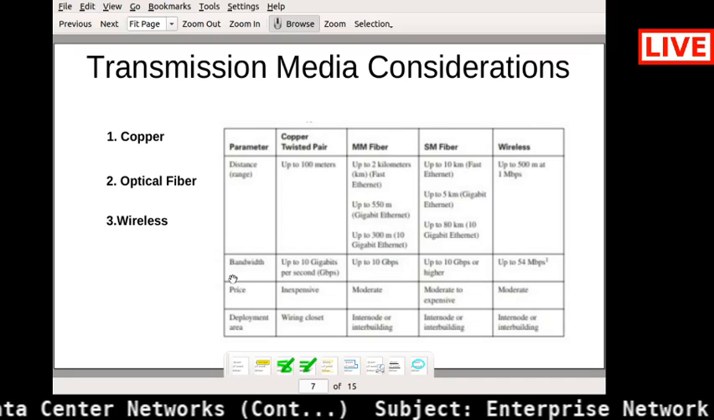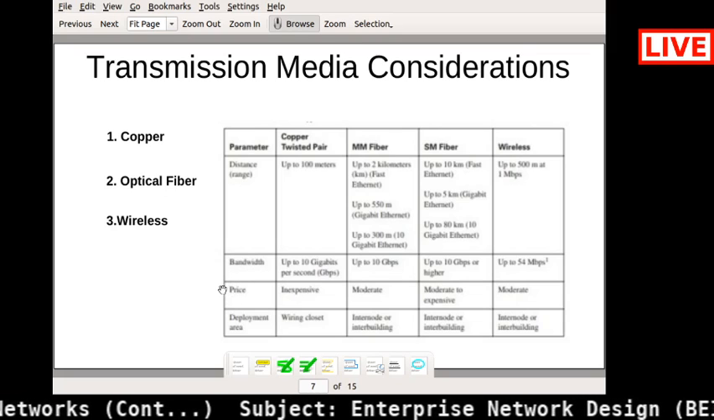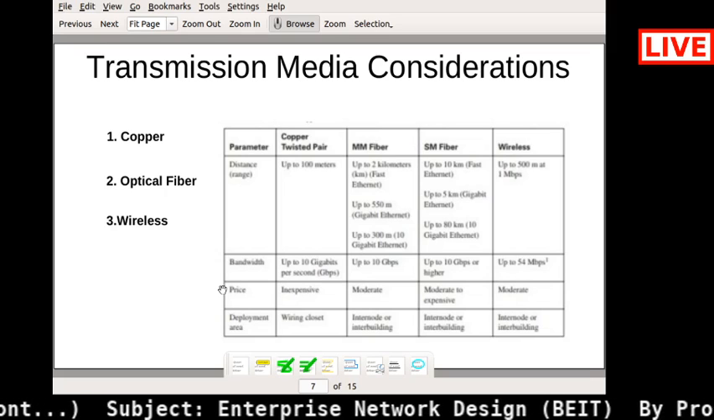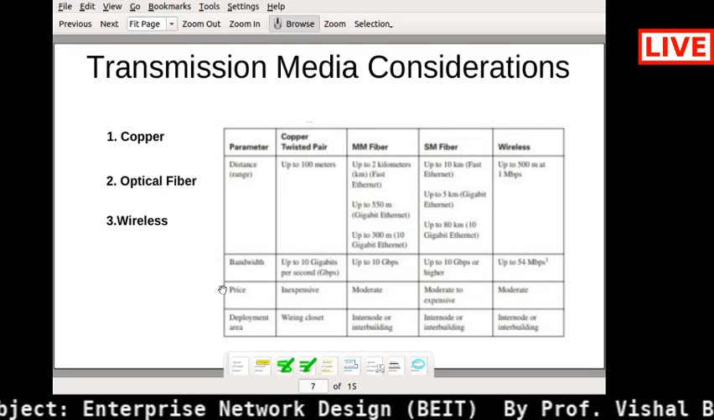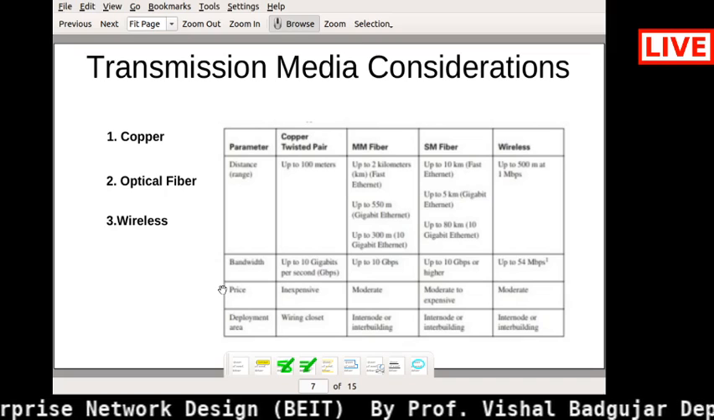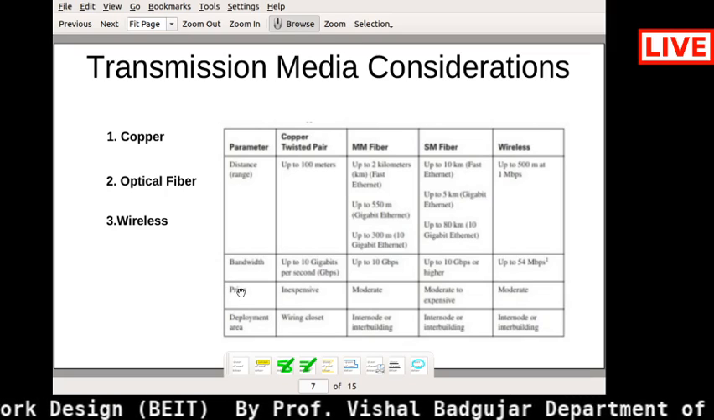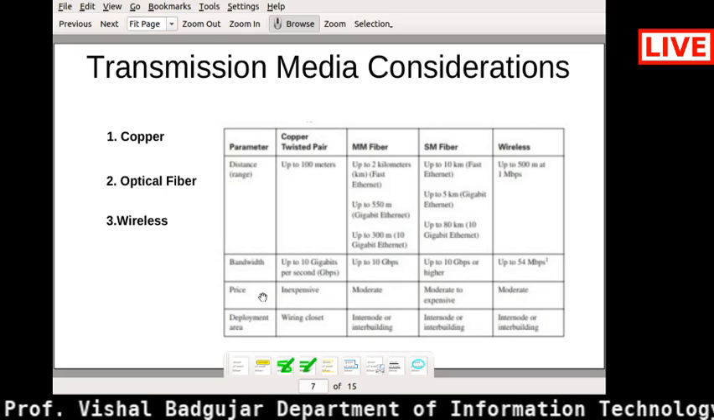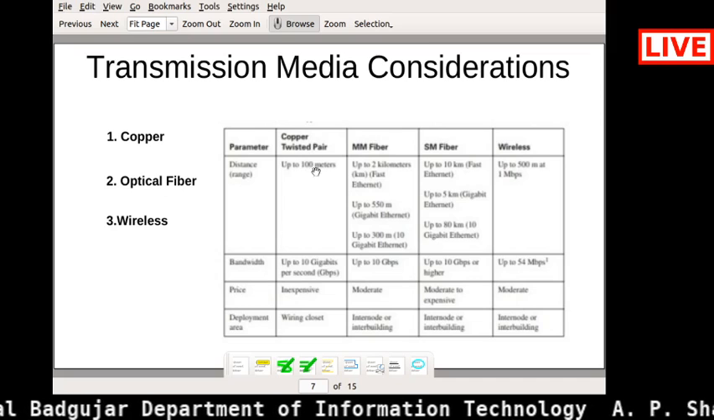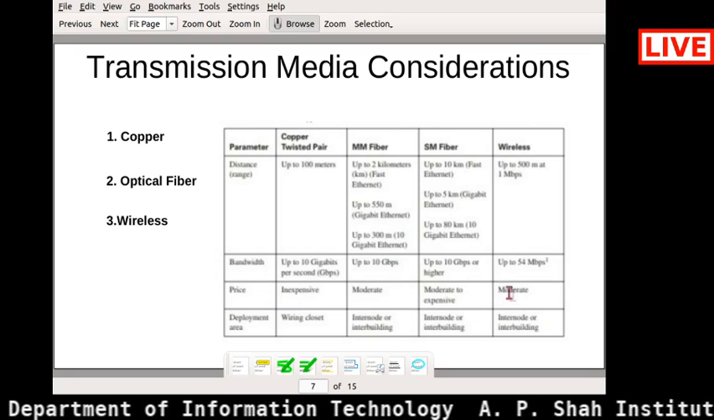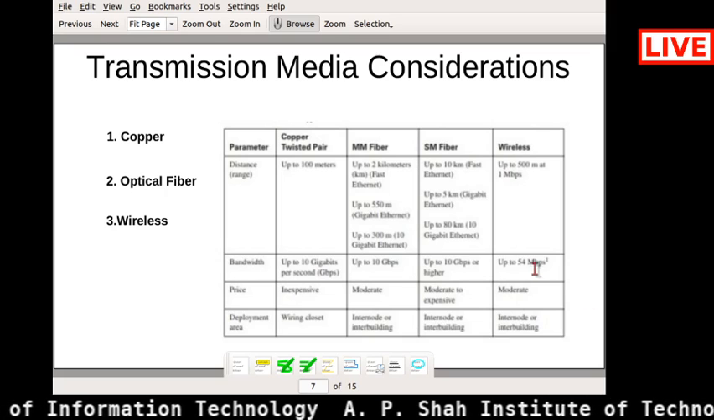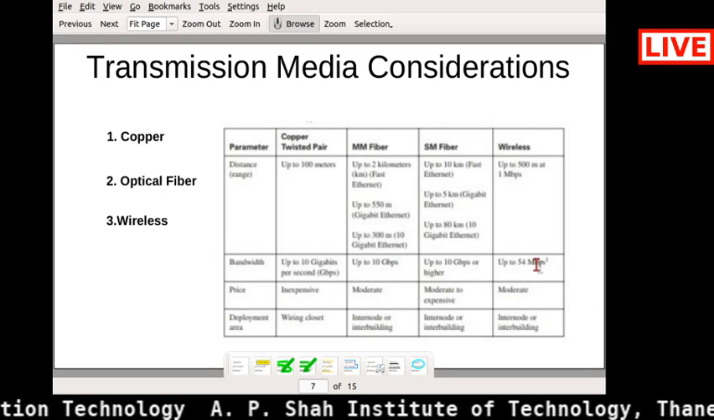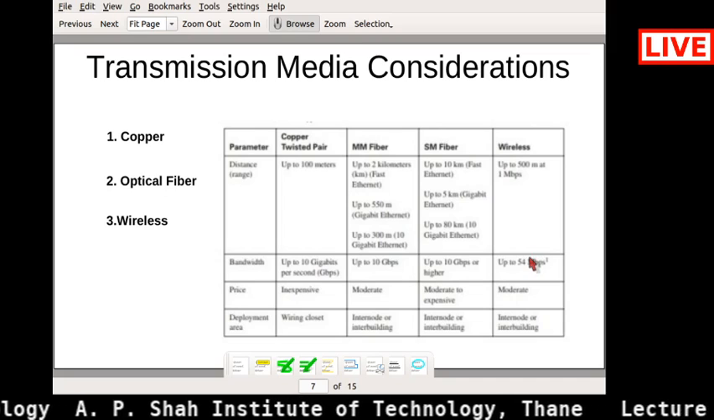It will also depend upon the installation costs, right? Whatever transmission media you are using, the installation of that transmission media will obviously be costlier, and you need to consider that here. So with respect to that, if you're using copper twisted pair, then it will be inexpensive. There is not much cost for that particular copper twisted pair, right?